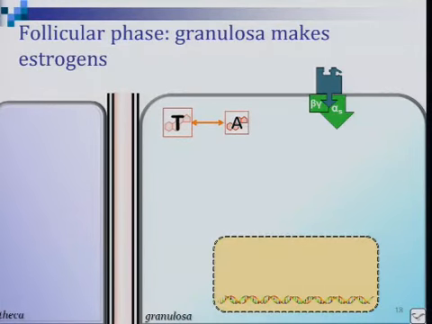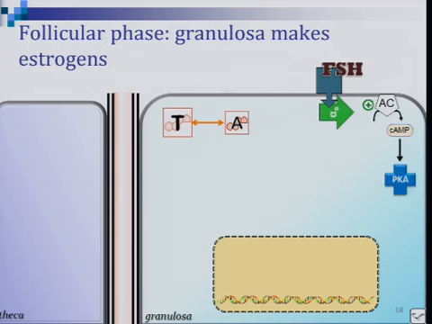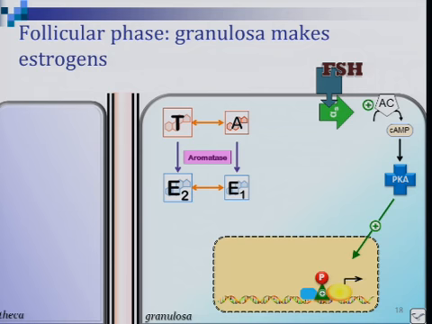In the follicular phase, the granulosa makes the estrogens. Here's an FSH receptor. It's also G-alpha S coupled. Protein kinase A activates, leading to a transcriptional program that causes synthesis of aromatase. This is the enzyme that converts androgens into estrogens. That's one of those enzymes I'd like you to have memorized.